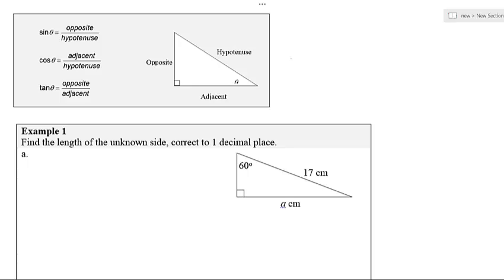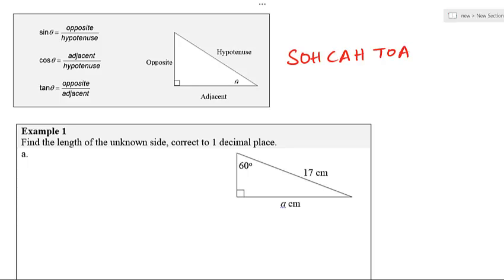In today's lesson, I'm going to show you how to use trigonometric ratios to solve unknown sides. So I've uploaded the trigonometric ratios on the top of your screen, and usually we shorten these relationships using SOHCAHTOA. So that's what you're familiar with.